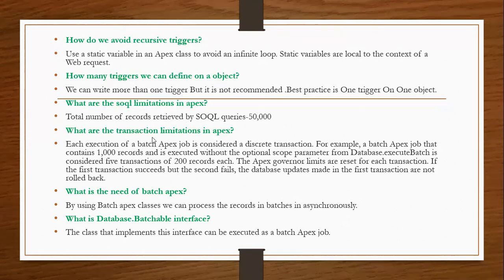Next question, what are the transaction limitations in Apex? Execution of a batch Apex job is considered in a separate transaction. For example, a batch Apex job that contains 1,000 records and is executed with the optional scope parameter from Database.executeBatch is considered five transactions of 200 records each. The Apex governor limits are reset for each transaction. If the first transaction succeeds but the second fails, the database updates made in the first transaction are not rolled back.